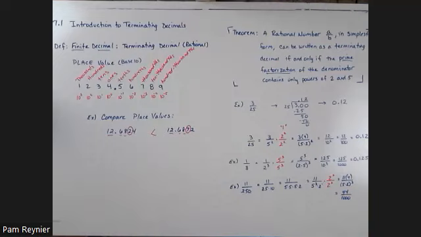So I now know it's terminating. So this is the same as the 4 has to be in the thousandths column. No tenths, 4 hundredths, 4 thousandths.